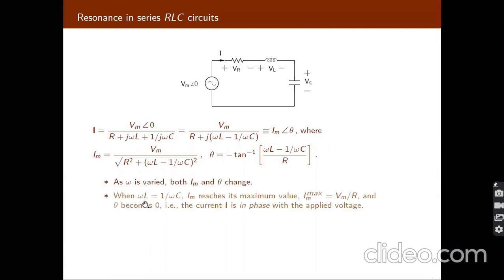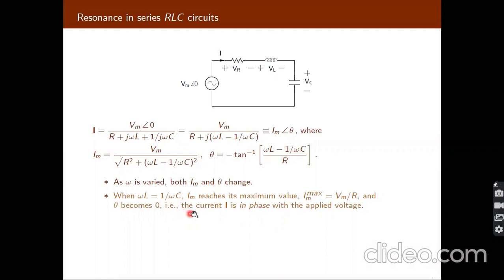Now, when omega L is equal to 1 by omega C, Im reaches its maximum value, that is Vm by R. When these two are equal, this term becomes 0, then the square and square root cancel, and Im is equal to Vm by R. And theta becomes 0, because these two are equal, so X is 0, and tan inverse 0 is 0.